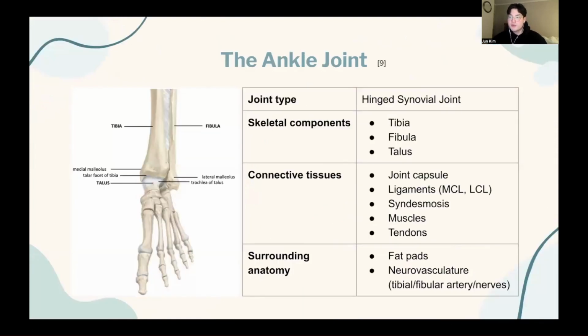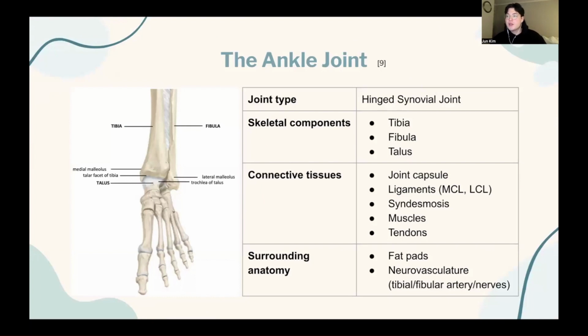The ankle joint is made of three bones, the tibia, fibula, and talus. The ankle is a hinge synovial joint consisting of the talar facet and medial malleolus of the tibia, the lateral malleolus of the fibula, and the trochlea of the talus. The main ligaments of the joint capsule are the MCL on the medial side and the LCL on the lateral side. There's also a fibrous syndesmosis that links the tib and fib.